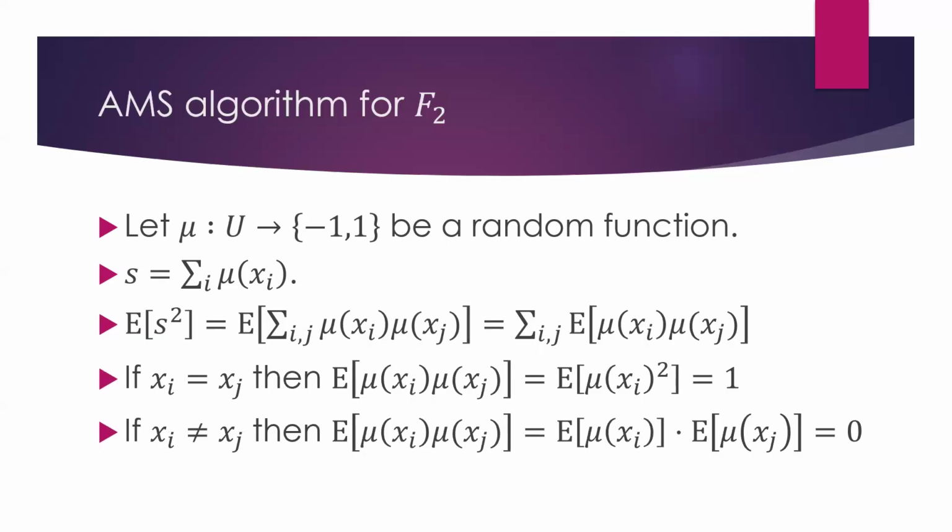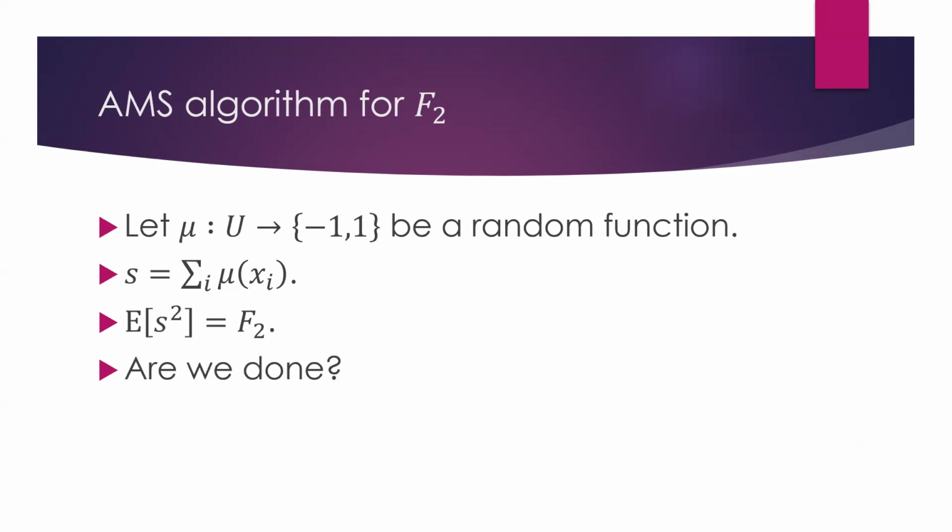But what happens if they are different elements? Then mu of xi and mu of xj are independent, and each of them is uniform over plus minus 1, so the expectation of each of them is 0. So the expectation of this product is 0. And this means that I am actually counting how many pairs of indices are the same element. So at least the expectation of S squared is exactly what I want it to be. It is exactly the second moment.